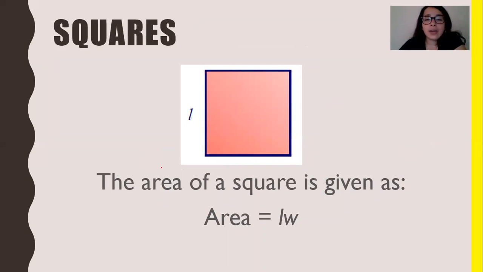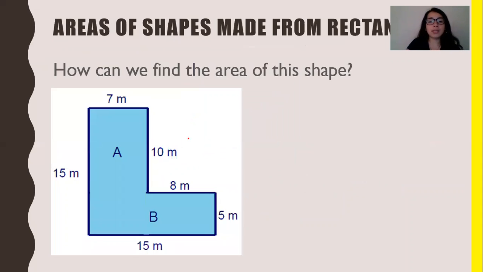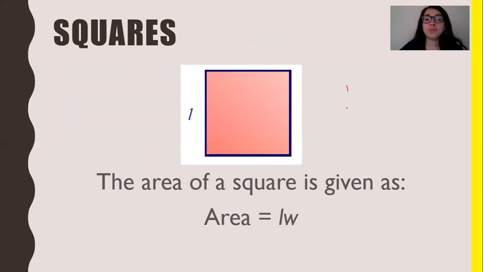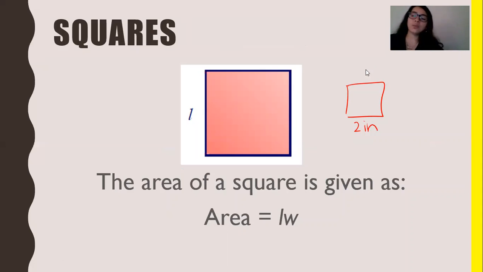Now with squares, the area of a square is also length times width, but with a square, sometimes they'll only give you one side. For a square, they might say the side of a square is 2 inches, and that's all they might tell you. The reason is that they know that in a square, all sides are the same. Okay? So in a square, all sides measure the same thing.